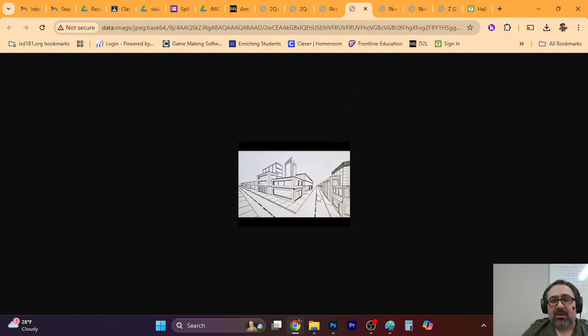Here is a more complex example of a city street corner, but now done in 2 point perspective. We have a vanishing point here and a vanishing point here. The road itself would only ever use one vanishing point, but the buildings are using two. This building here has the corner, and then it goes to this vanishing point here, and the left side goes this way and this way.